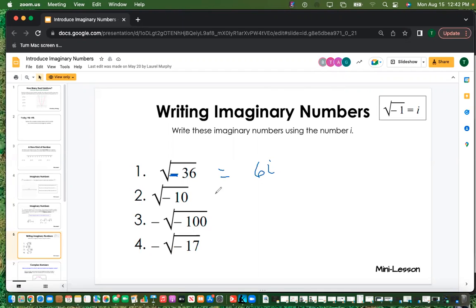So on number 2, we've got the square root of -10. So we know that i is going to be in our answer somewhere. If we take the square root of 10, we're going to get some decimal, right? And we can't simplify that anymore, so we're just going to leave it as the square root of 10. So we have i square root of 10.